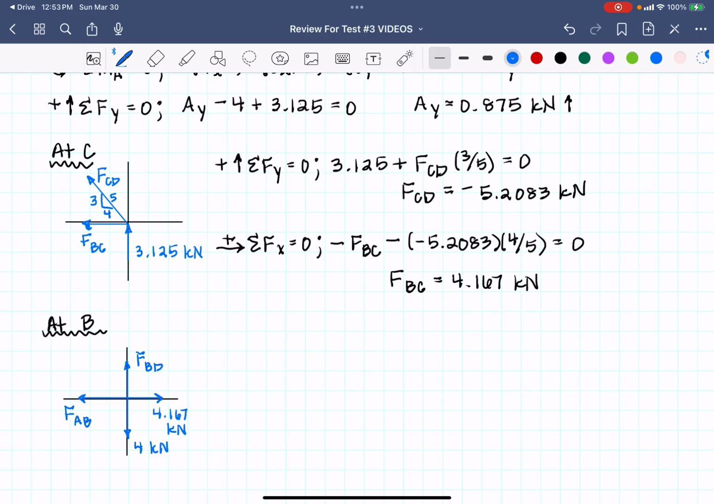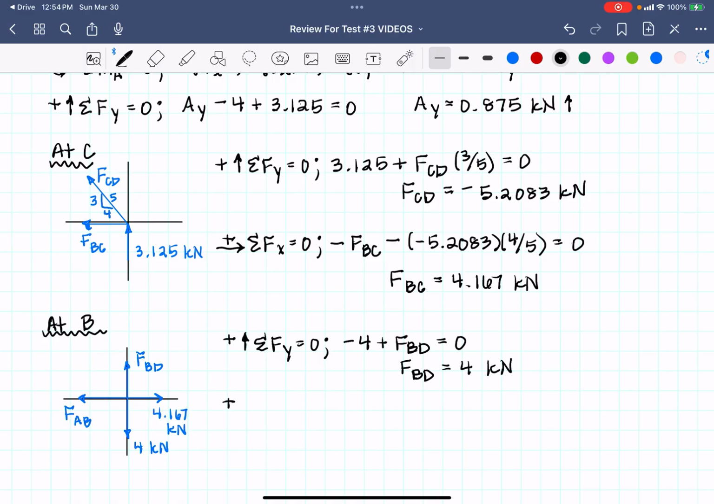So this is pretty simple. I can solve for my forces, and it doesn't matter if you do X or Y first. I'm just going to do Y first. But you could do either one, because they are not dependent on each other in this example. So I'm going to get negative 4 plus FBD equals 0. So FBD equals 4 kilonewtons.